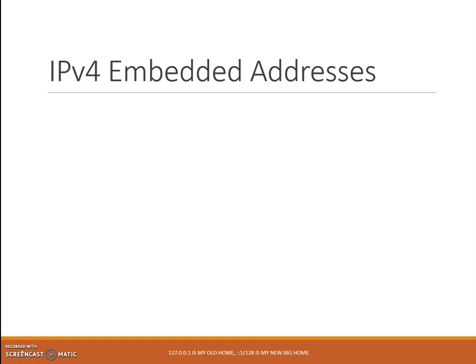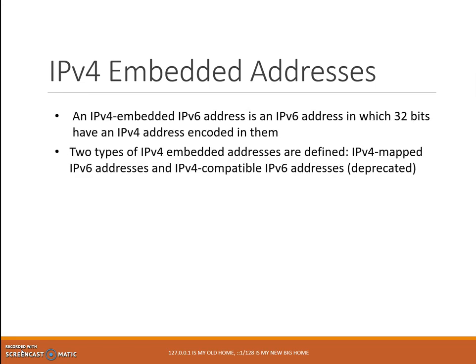IPv4 embedded addresses are IPv6 addresses used to aid the transition from IPv4 to IPv6. An IPv4 embedded IPv6 address is an IPv6 address in which 32 bits have an IPv4 address encoded in them. Two types of IPv4 embedded addresses are defined. Number 1, IPv4 mapped IPv6 addresses, and number 2, IPv4 compatible IPv6 addresses, which are deprecated.